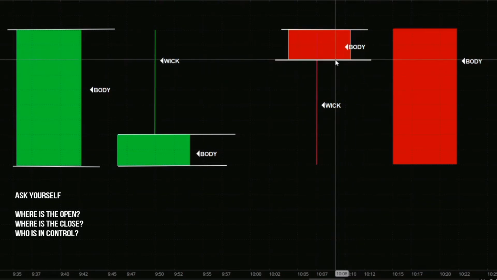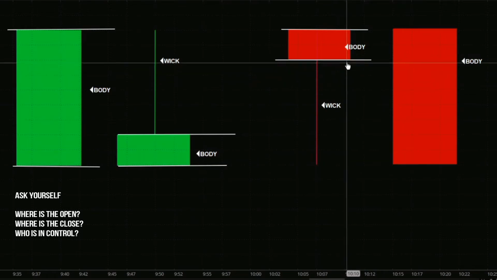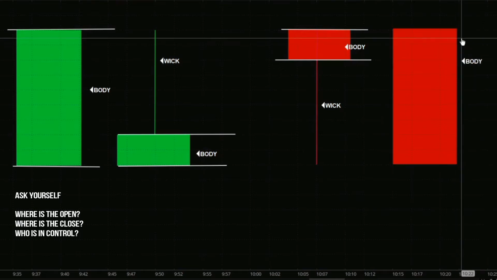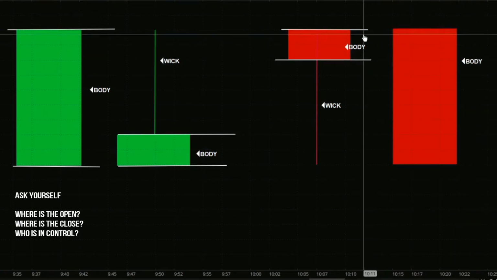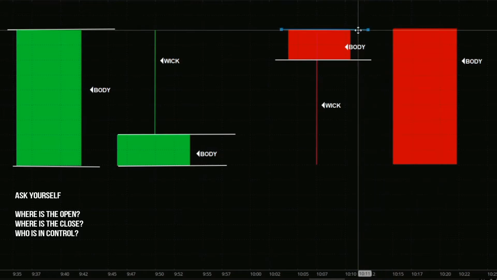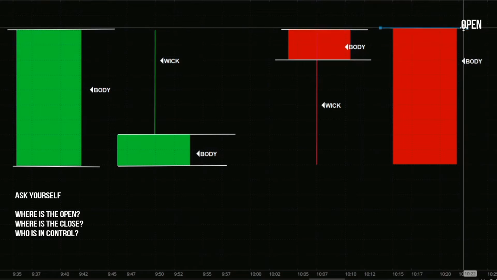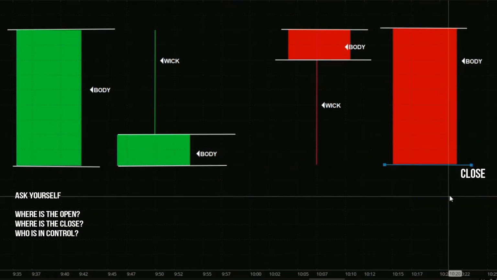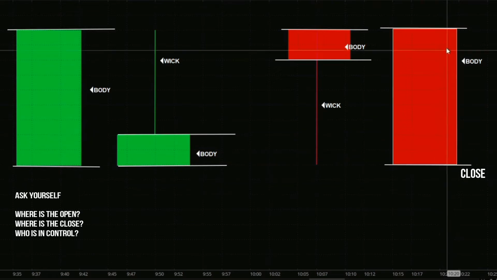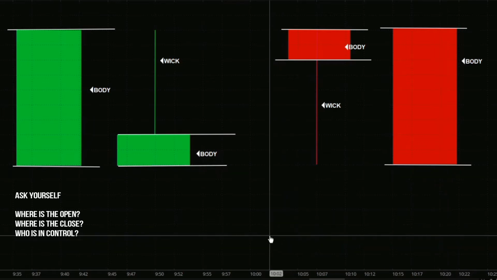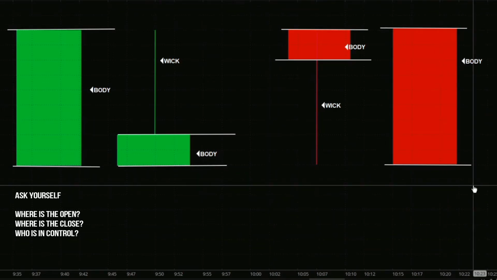This is telling us that buyers and sellers are fighting over the price of the stock. The last candle all the way on the right opened right here. Let's take a duplicate of this. It opened here and it closed right here. And because the body is very large, this is telling us that sellers were in control the entire time while this candle was forming.